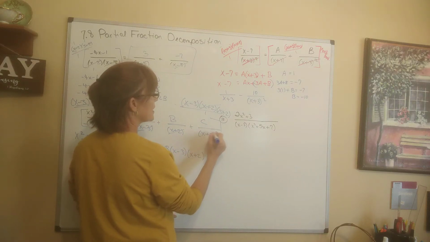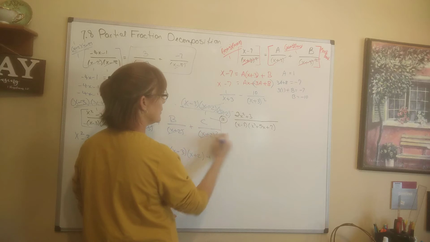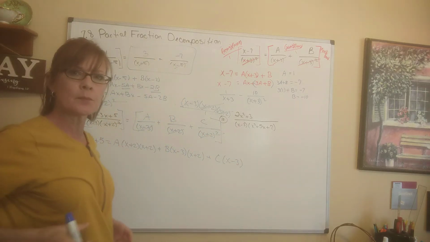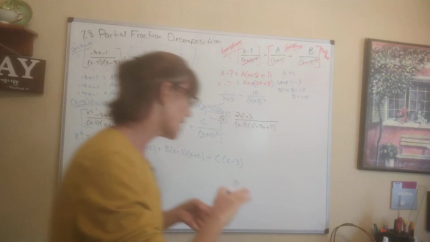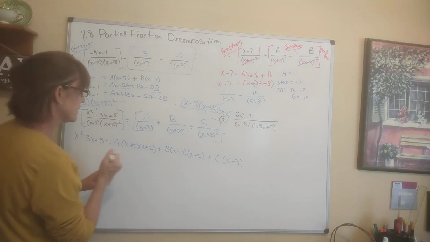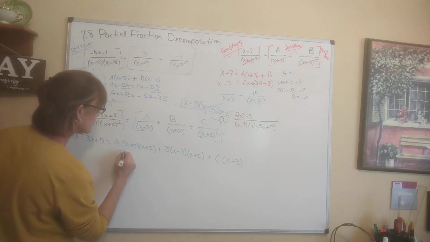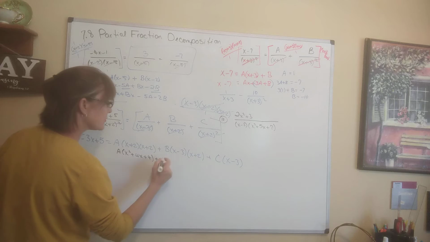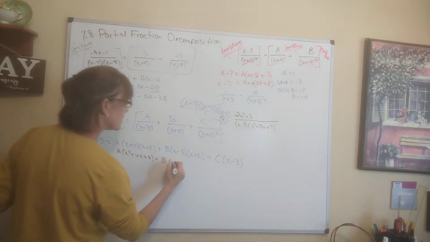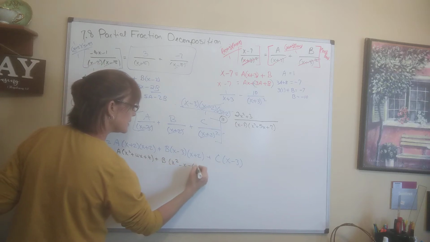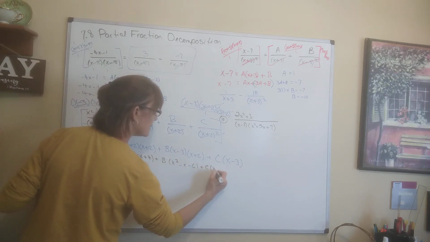What's going to happen here is this wipes out two of these, and I'm left with C times x minus 3. The rest of this is a bunch of algebra, so let's just do all the algebra. First, before I distribute the A, I'm going to multiply this together. So x minus 2 times x minus 2 is x squared plus 4x plus 4. x minus 3 times x plus 2 is going to be x squared minus 3x plus 2x minus 6, plus C times x minus 3.